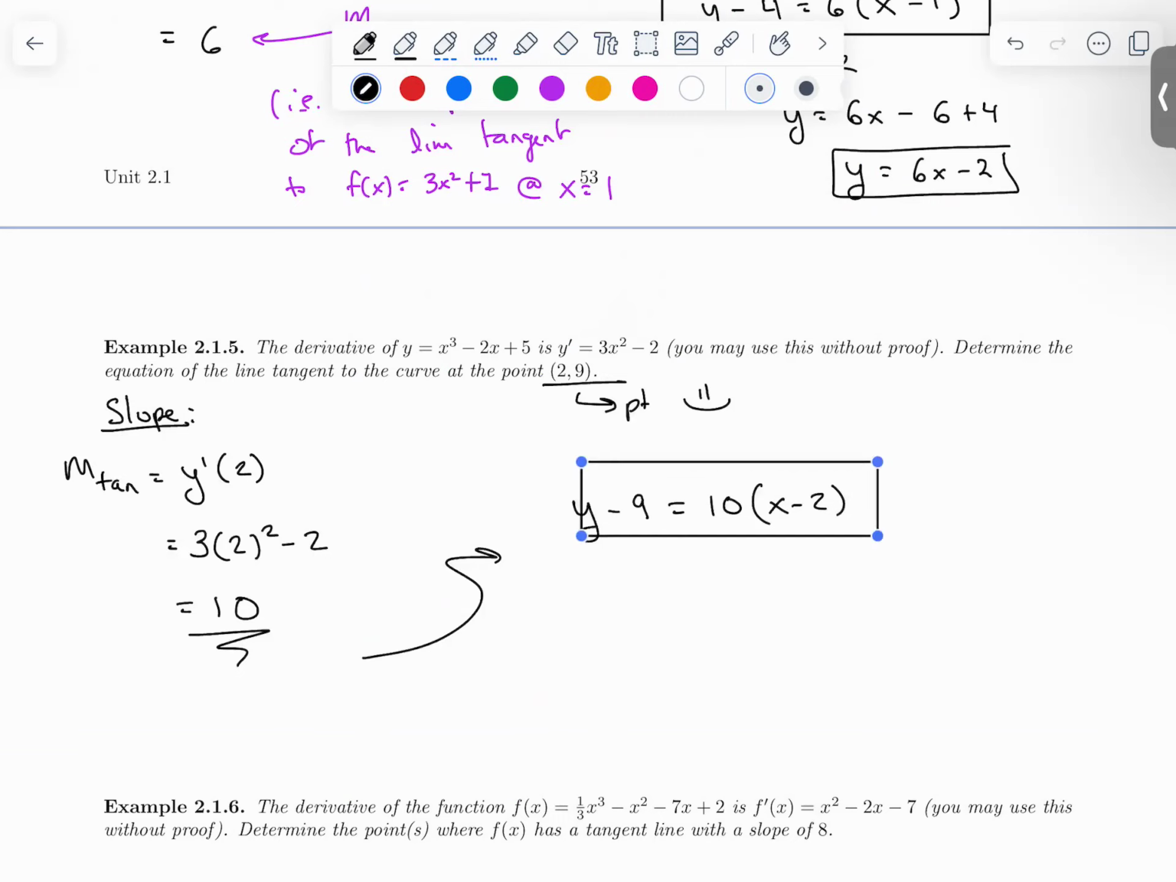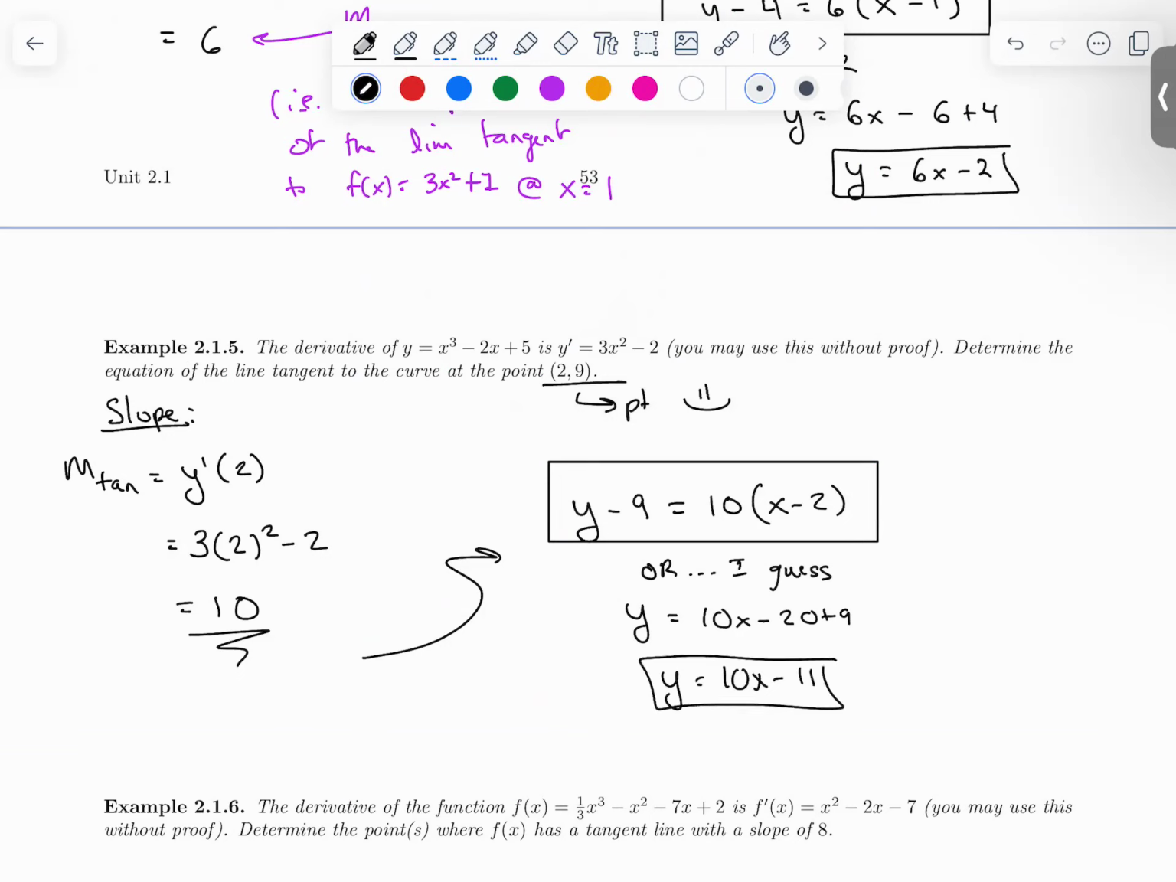Or if you want to be a chump, you can write it as 10x minus 20 plus 9. So y equals 10x minus 11. If you really want to be a loser. I have a beef with slope intercept form. I just like point slope so much better. I don't get it. It looks more complicated, but it's so much better.